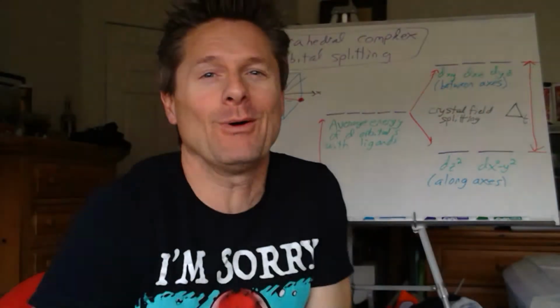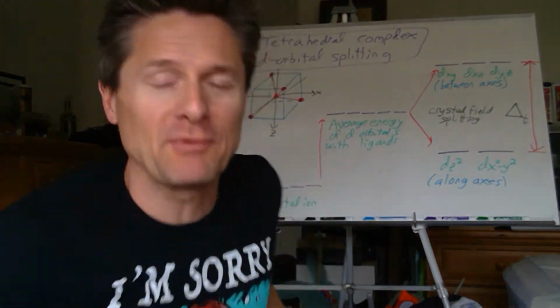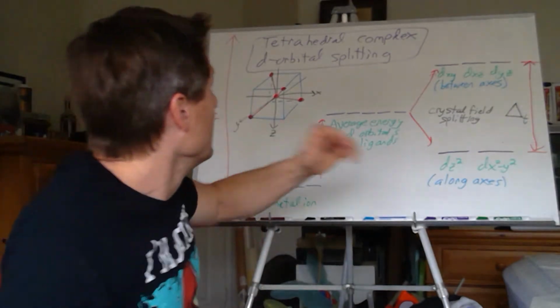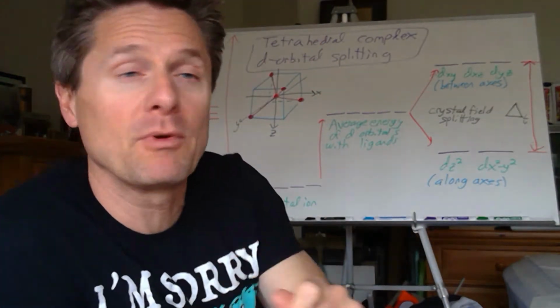You ready for tetrahedral splitting? Oh, this is one of the harder ones for me trying to visualize this, although most people say square planar is the hardest. All right, so we got a tetrahedral complex. What's the d orbital splitting?